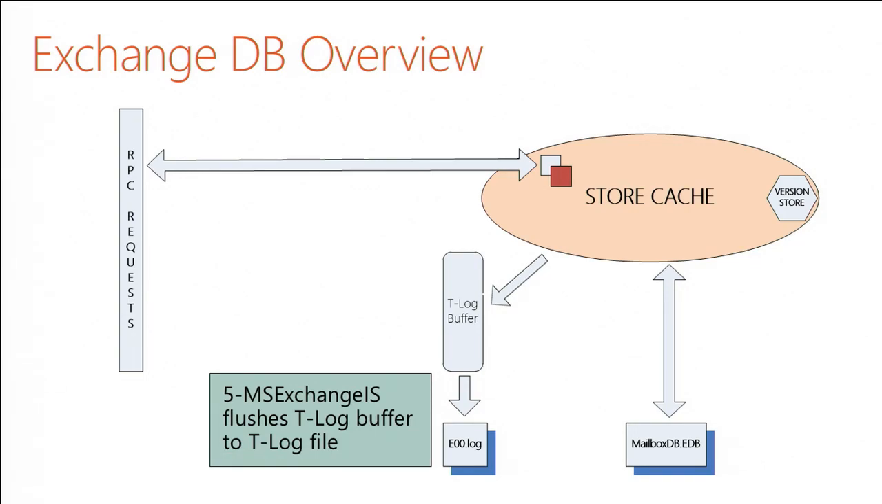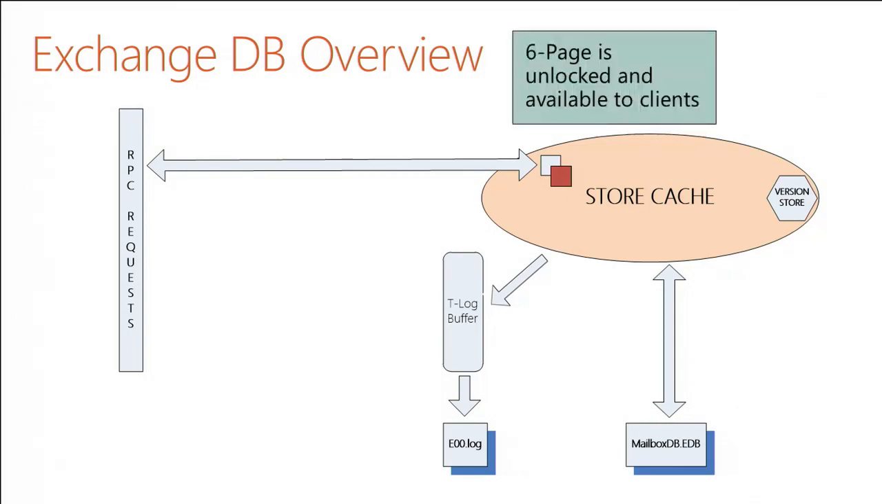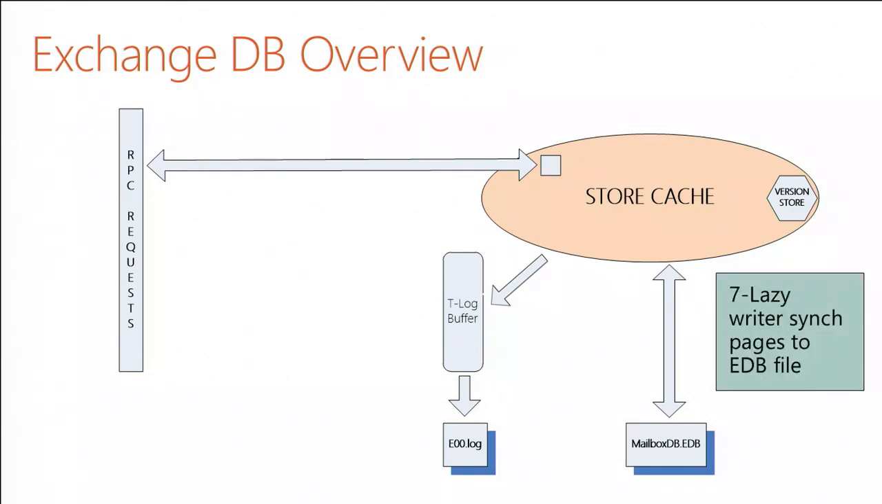But after I save my transaction log, I can unlock the page, and then the Outlook client or the OWA client will have the page, and will be able to do whatever he wants with that page. That happens in a matter of milliseconds, so much faster than I can talk. And after that, after some time, there is a lazy writer function on the EDB that will sync the pages. It will flush that page.